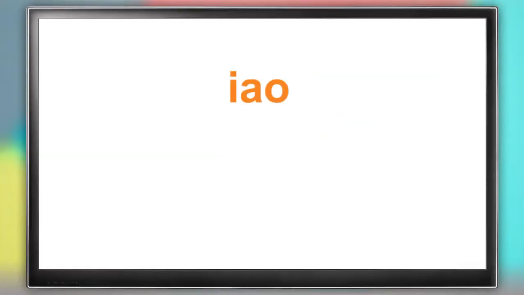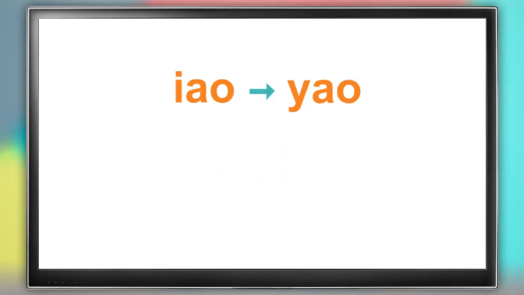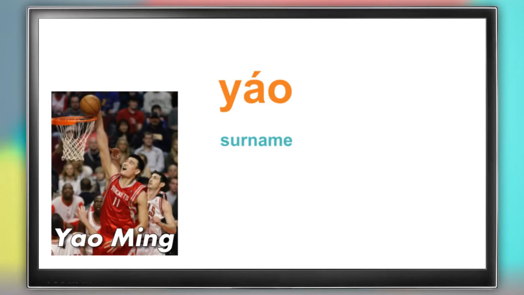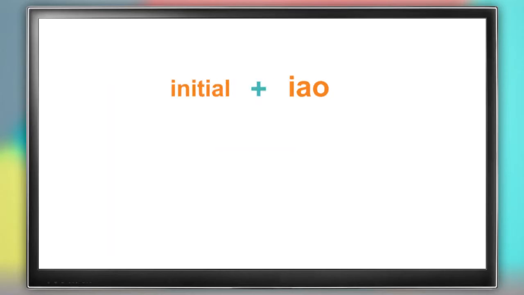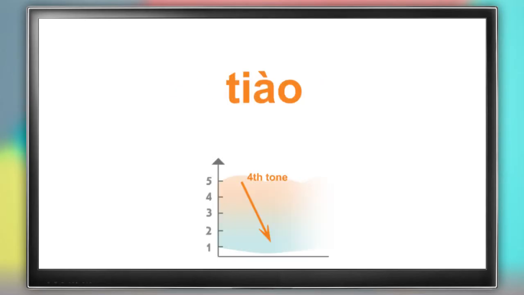Yao. Just like the other final sounds that start with I, if this final is written on its own as a standalone syllable, then you need to change I to Y, like Yao Ming, the basketball star. When it does have a separate initial before it, then it stays IAO, like in the word 跳, 4th tone. In Chinese, to jump is 跳.